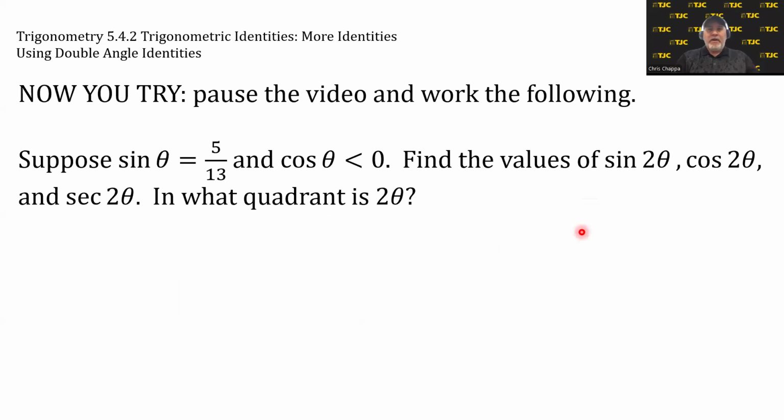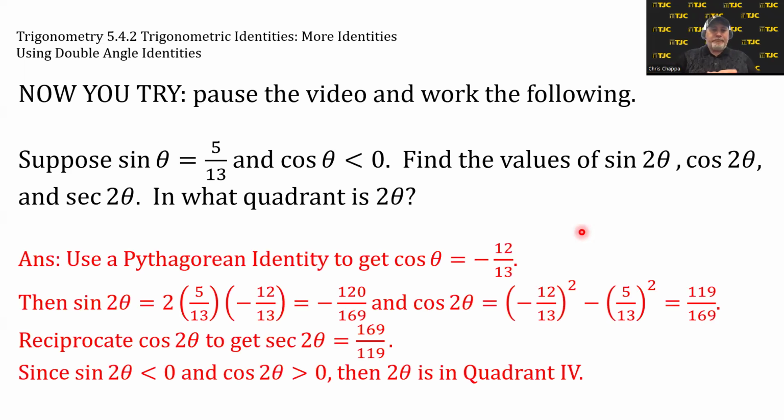Now you try. Pause the video and work the following. Suppose sine of theta is equal to 5/13 and cosine of theta is less than 0. Find the values of sine 2 theta, cosine 2 theta, and secant 2 theta. And what quadrant is 2 theta? Pause the video, give it a try. All right, if you haven't paused the video yet, this is your last chance. Solutions in 3, 2, and 1.